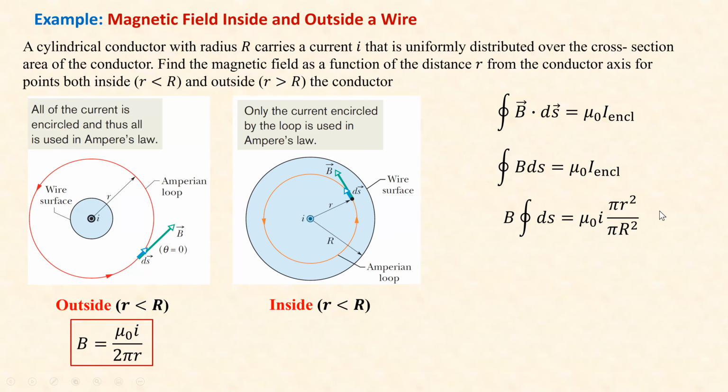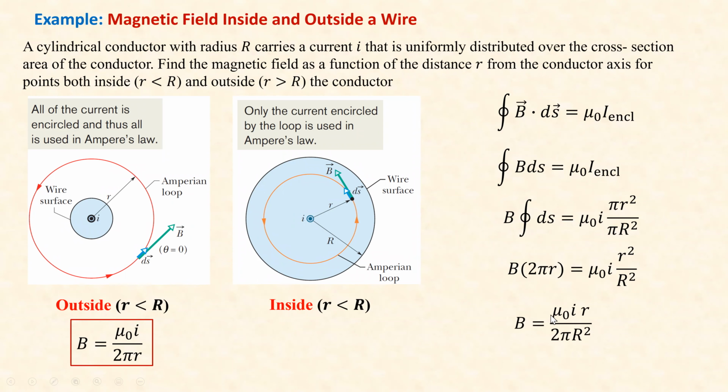But what is the enclosed current? The enclosed current is not all the current. It is the current times the area of this loop divided by the area of the whole wire, because the current is uniformly distributed, so the current is proportional to the area. So it becomes I pi r squared divided by pi R squared, and the pi's cancel. The integral of ds again becomes 2 pi r, with this r now. So it becomes B times 2 pi r equals mu naught I r squared over R squared.